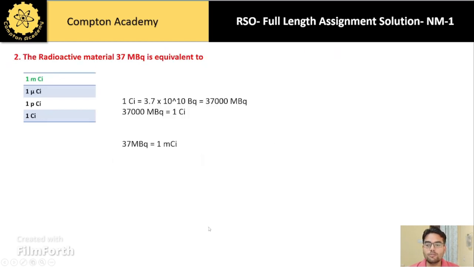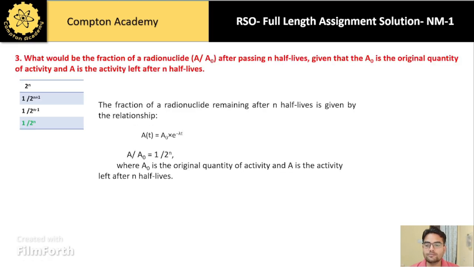Now question number 2: the radioactive material 37 megabecquerel is equivalent to what? Here we know that 1 curie is equal to 3.7 × 10^10 becquerel, which can be equal to 37,000 megabecquerel, and 37 megabecquerel can be written as 1 millicurie. So 1 millicurie will be the correct answer for this.